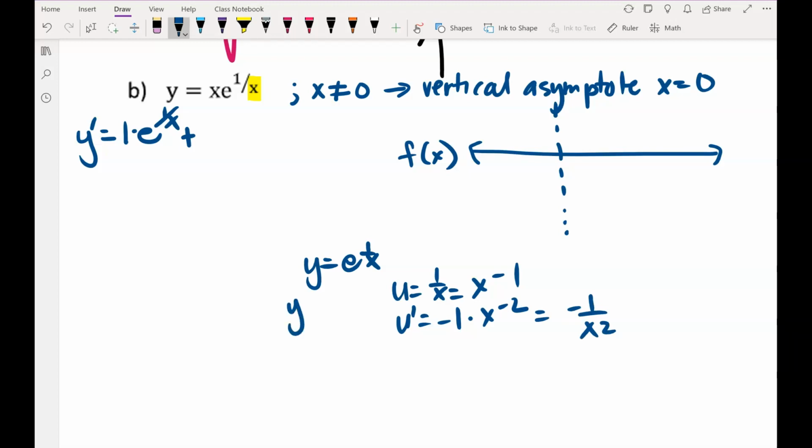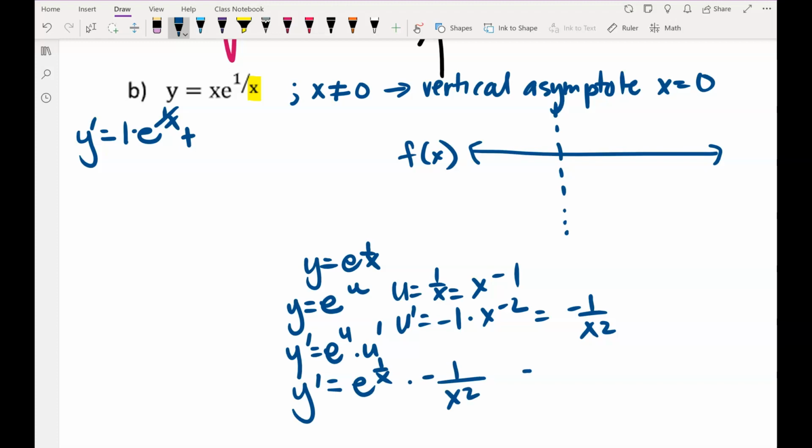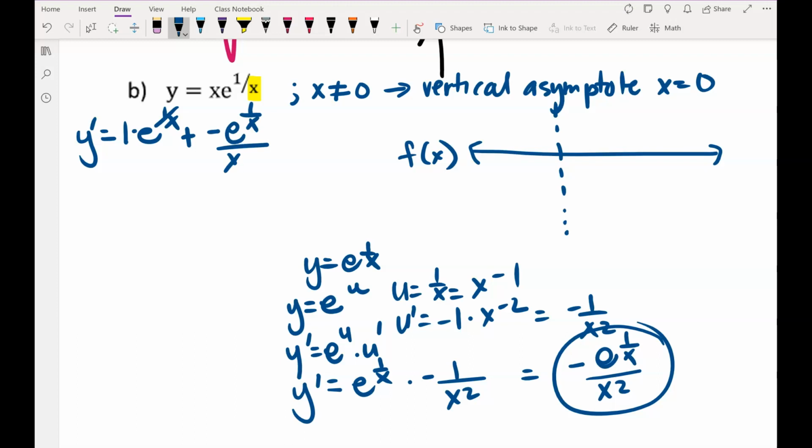Okay, so y equals, if we use u substitution, e to the u. So y prime then is going to be e to the u times u prime. So y prime equals e to the u, well, we said u was 1 over x, so e to the 1 over x, and the derivative is negative 1 over x squared. So this right now, students, is going to be negative e to the 1 over x over x squared. So that's my derivative of e to the 1 over x, okay?